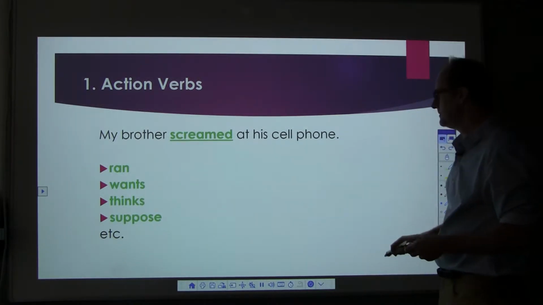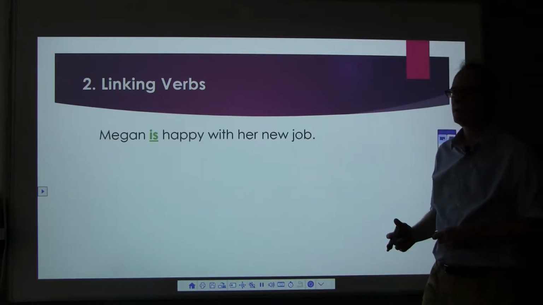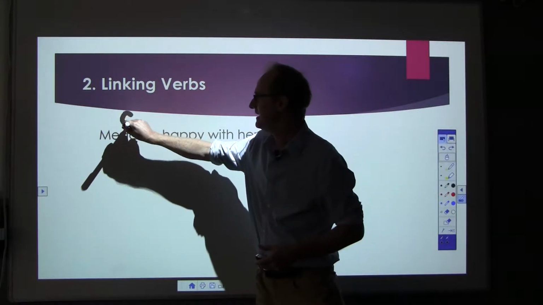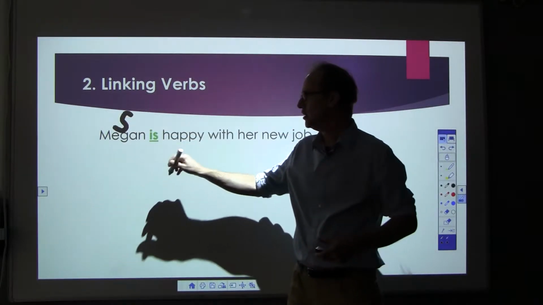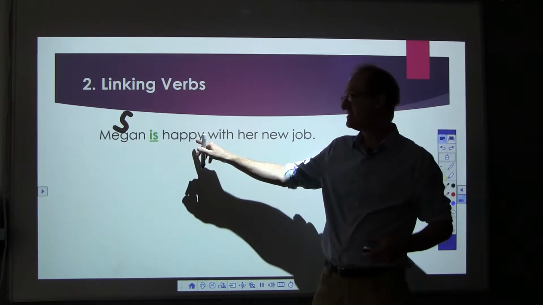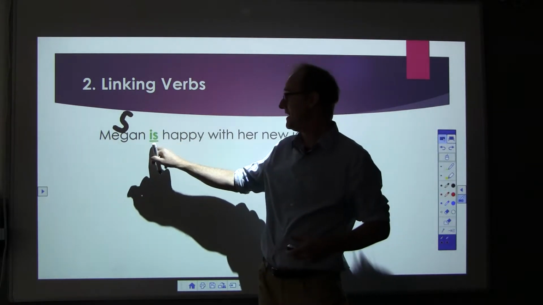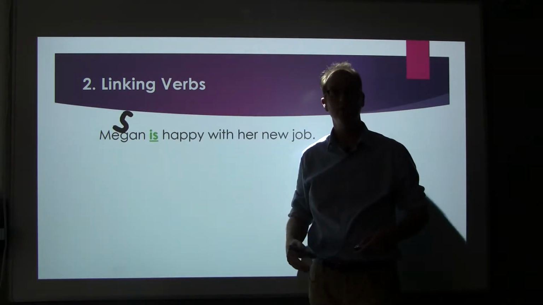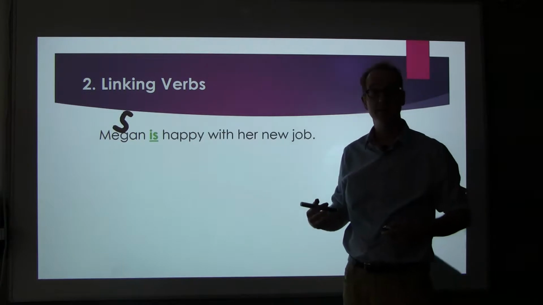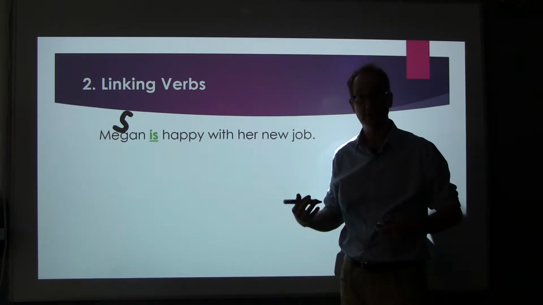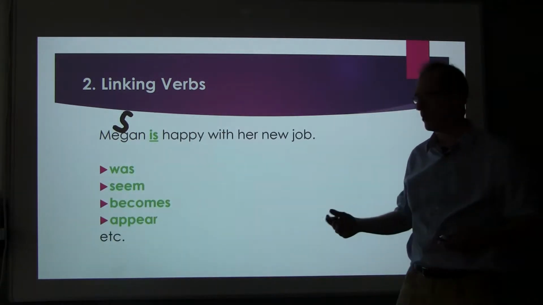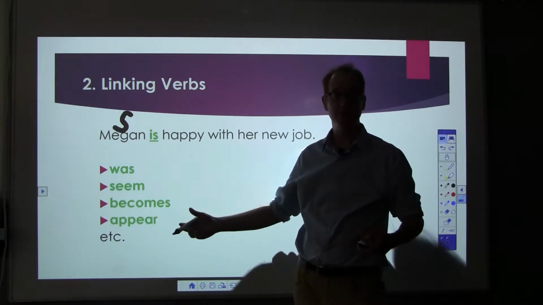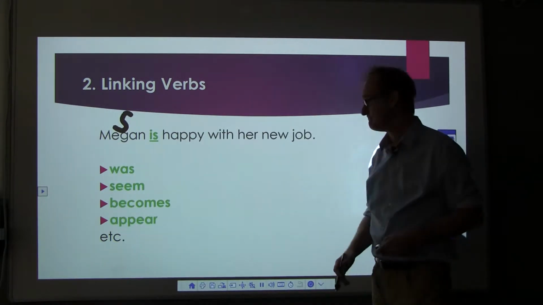The second type of main verb is a linking verb, and a linking verb links the subject of the sentence, Megan, with something that describes the subject, in this case, happy. And so our main verb here is. It's a form of to be. Is, are, were. A form of to be is often a linking verb, the main verb of a sentence. Here's some more. Was, seem, become, becomes, appear, appears. These can also be linking verbs.